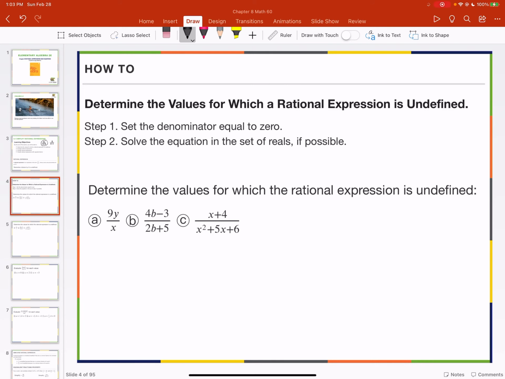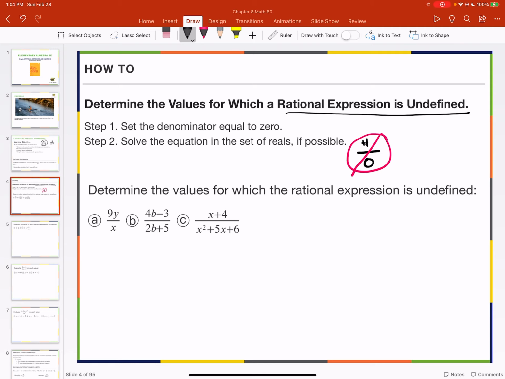So first of all, before we do that, we need to determine when a rational expression is considered undefined. A big rule is we cannot divide by zero. That's a no-no. We cannot divide a number by zero. So in order to figure out when a rational expression is undefined, we set the denominator equal to zero and then solve the equations if possible.